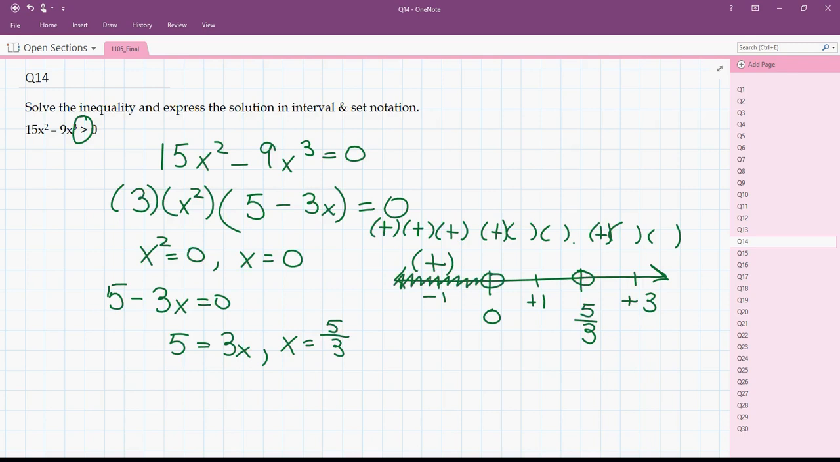Then we plug in 1. 1 squared, also positive. If we plug in +1 here, that becomes -3. 5 minus 3, though, is still a positive number.